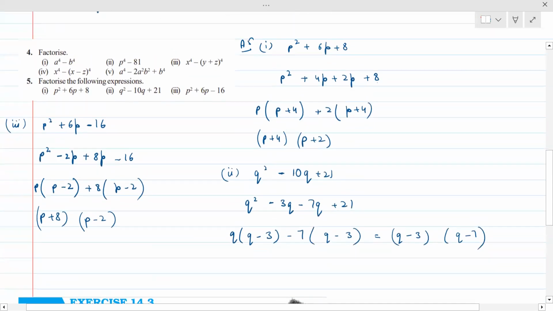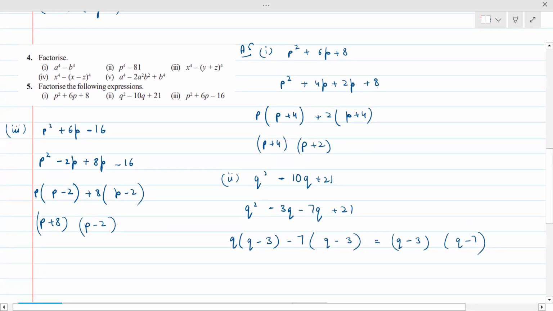Okay. So this is about the two exercises. The two exercises remaining we will cover in the next video.